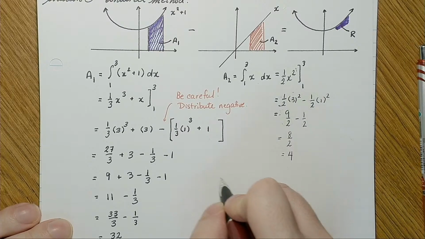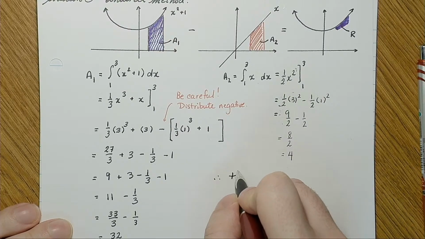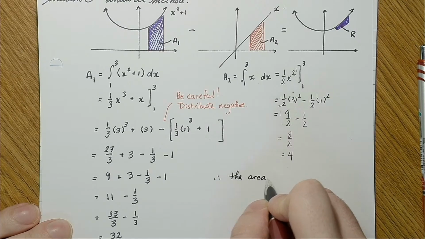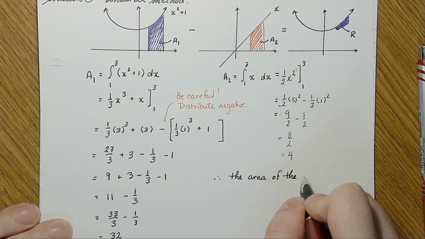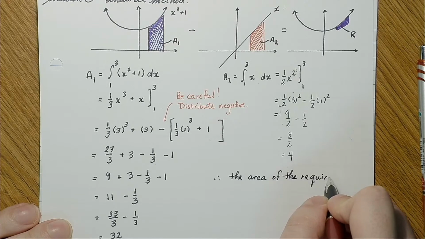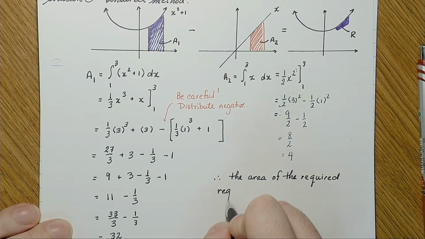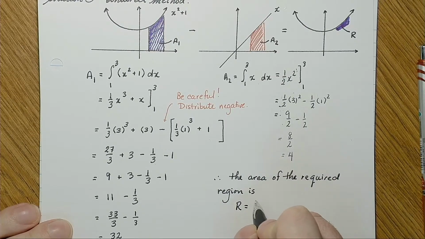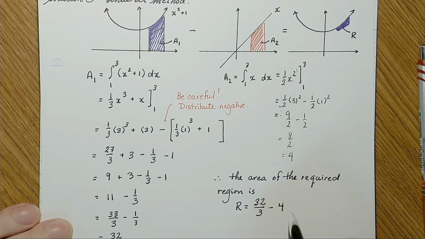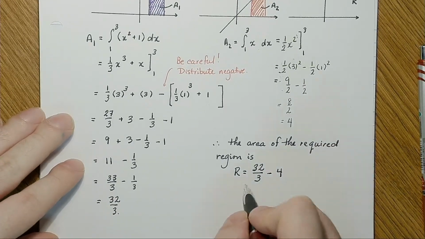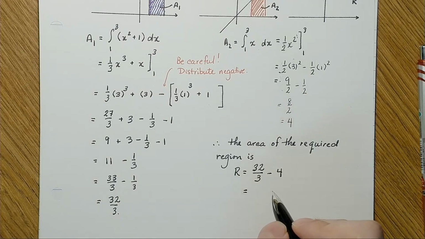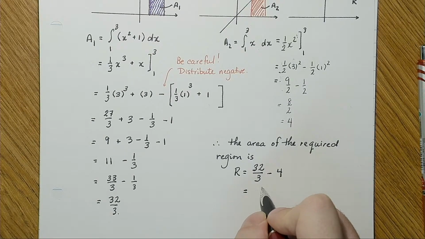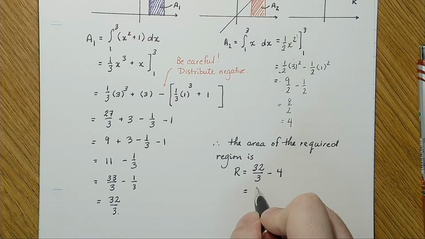So that means, therefore, the area of the required region R is equal to 32 thirds minus 4, and that equals 20 over 3.